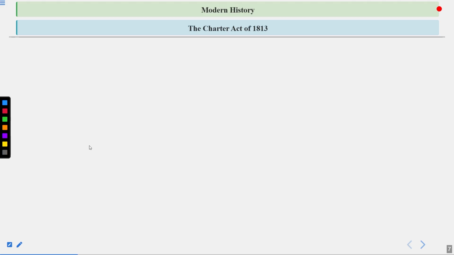Then comes the Charter Act of 1813. Very important, guys. This act renewed the EIC charter for another 20 years. That means the East India Company's power over the Indian possession has been again increased for another 20 years. That means up to 1833, the East India Company will keep on controlling the administration of this country.